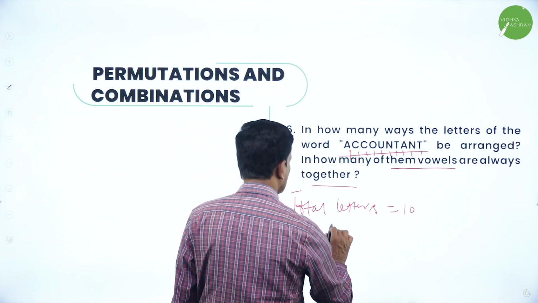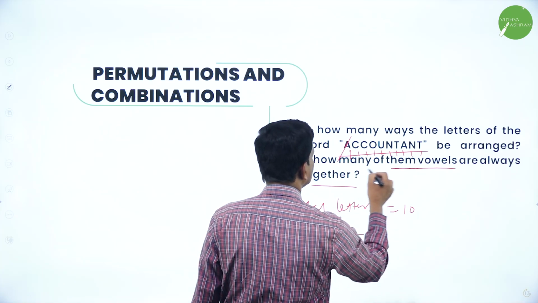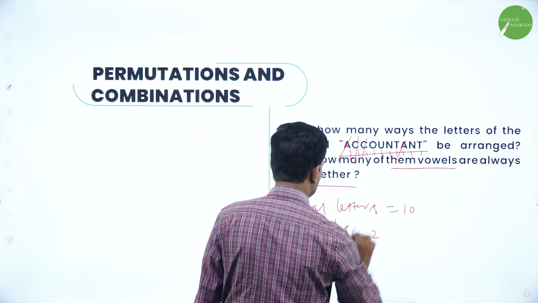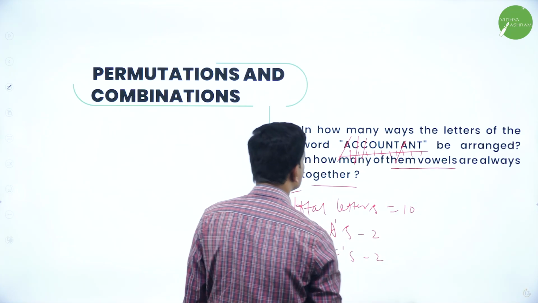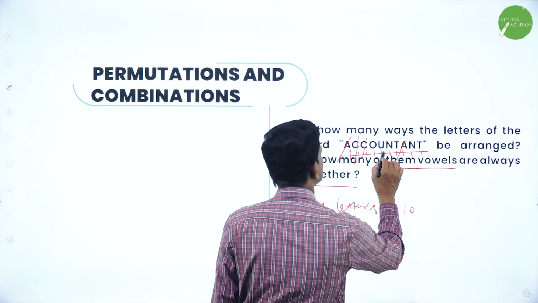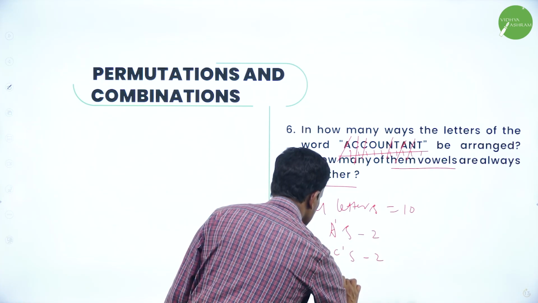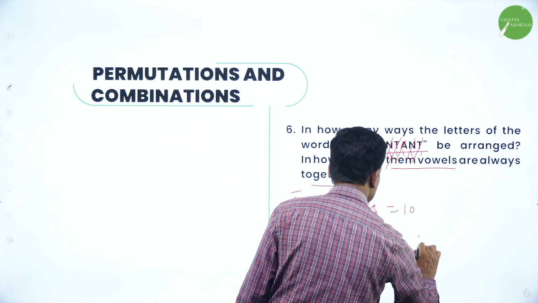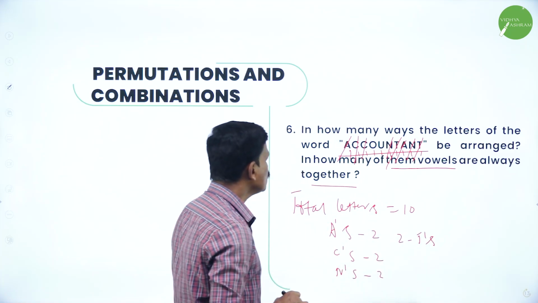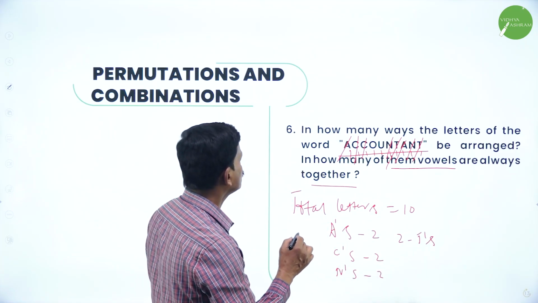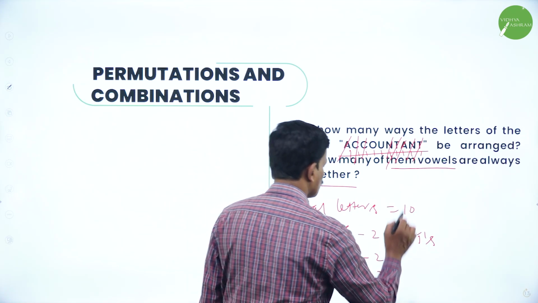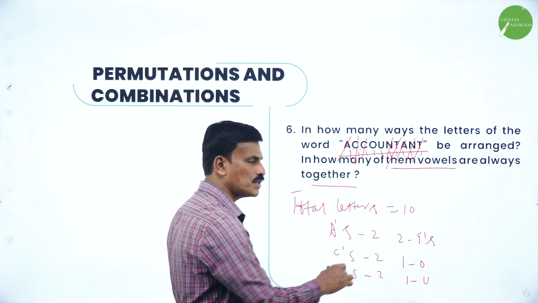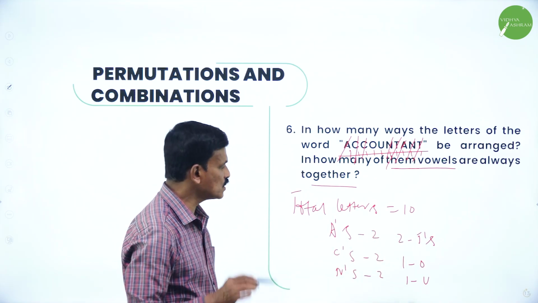In which how many A's are there? 2 A's. And C, how many C? 2 C's. Then 1 O. How many N? N's are 2. And T, how many T? 2 T's are there. Then remaining O 1, U 1. So 2 plus 2 plus 2 plus 2, that is 8, plus 1, 9, plus 1, 10. So 10 letters are there.